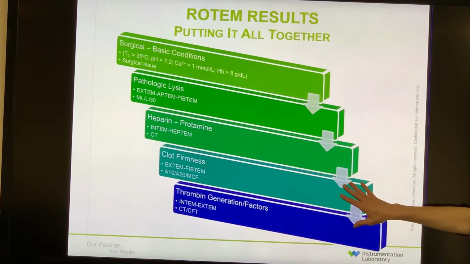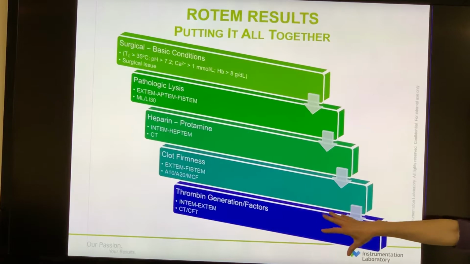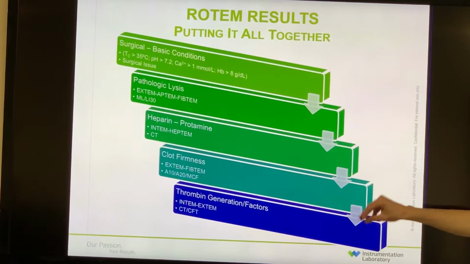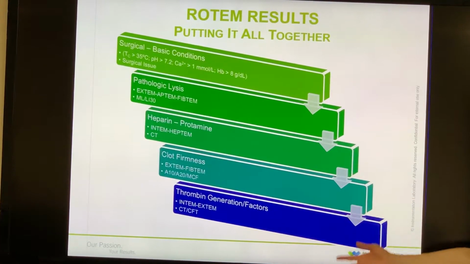And then once you rule in, rule out that need for fibrin, you can start getting into what I'd call the nitty-gritty, comparing the CTs in your INTEM to your XTEM to make that decision about PCCs or FFP or some of the more expensive factor concentrates and things like that.